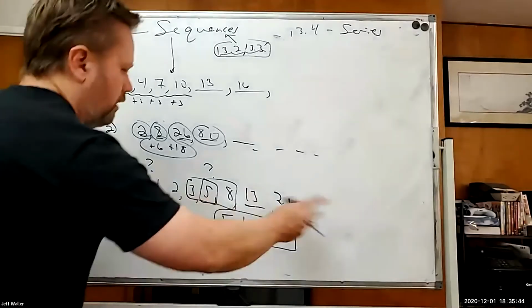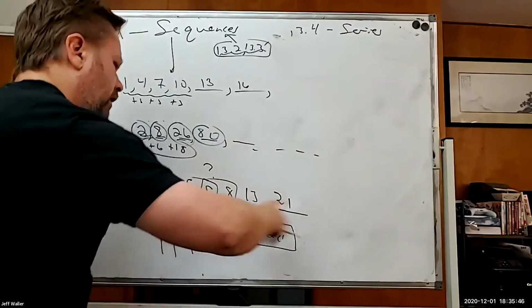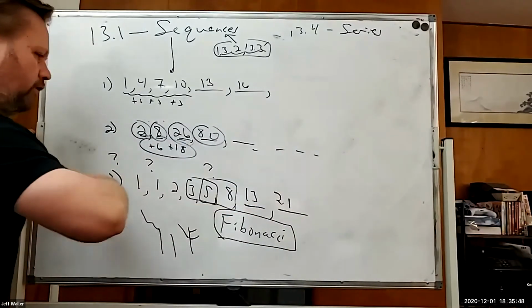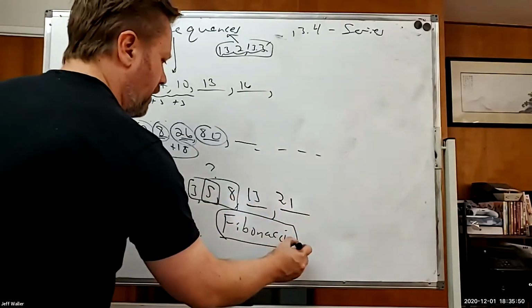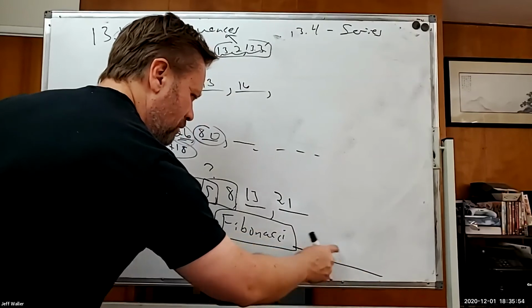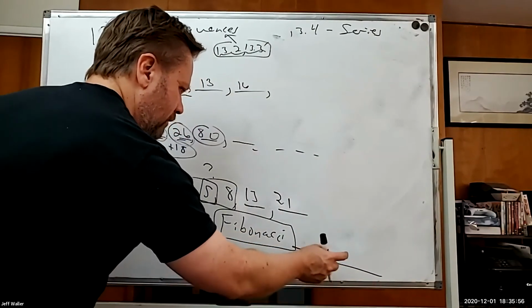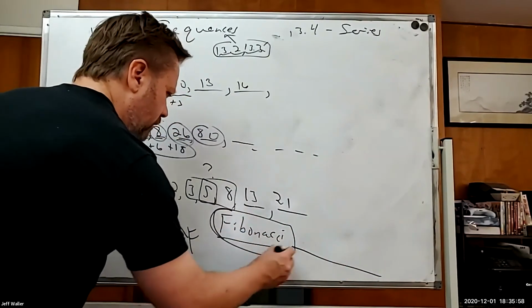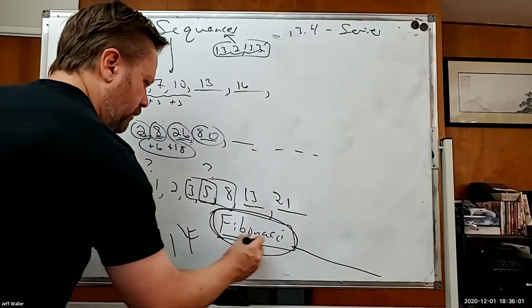This is found in art. This is found in music. This is found in nature. This is found in finance. So if you Google Fibonacci, put any words you want, music, art, finance, you will get results.